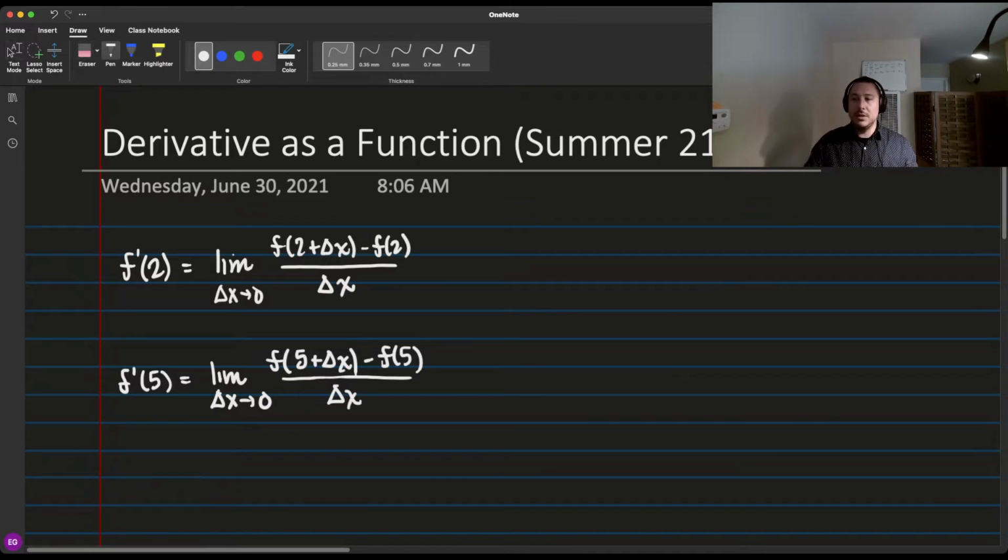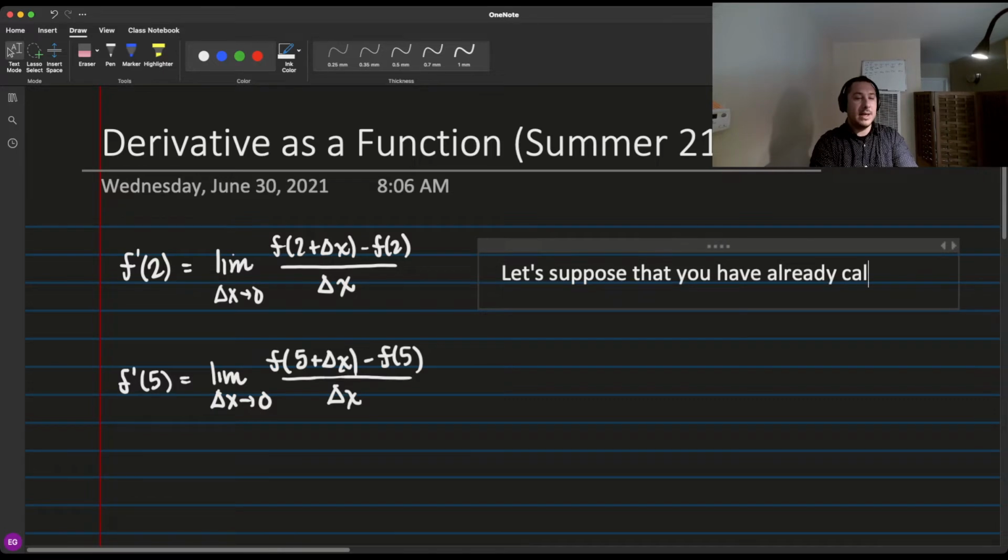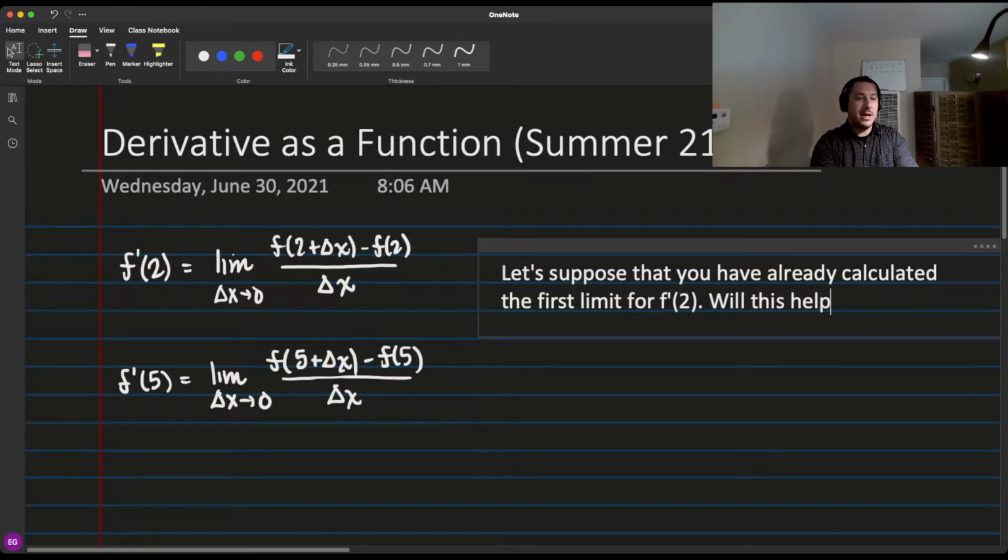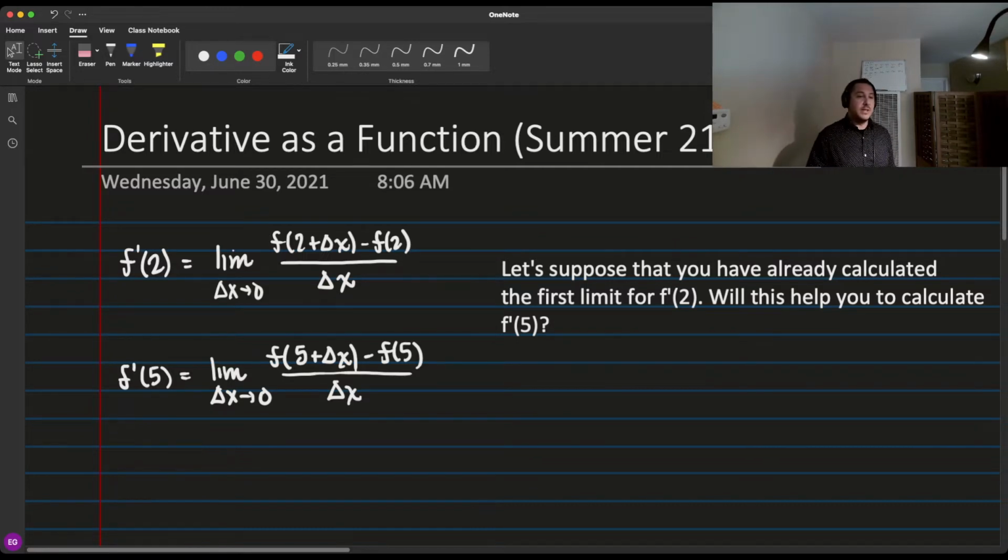Now, here's my question to you. Let's suppose that you have already calculated the first limit for finding the derivative at 2. Will this help you to calculate the derivative at 5? That's my question to you. So if you've calculated that first limit to find the derivative at 2, or the slope of the tangent line at 2, will that help you for calculating the derivative at 5? What do we think?